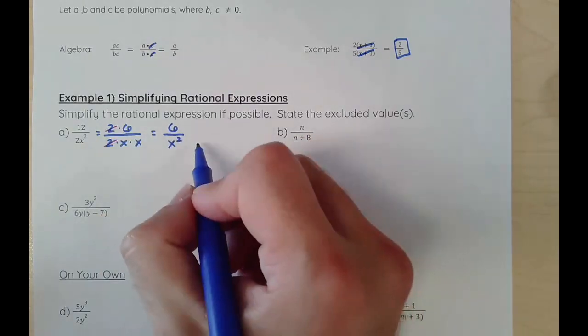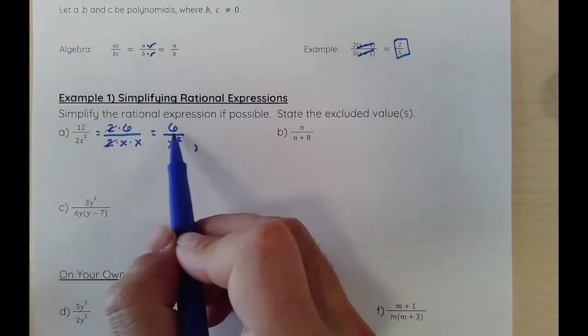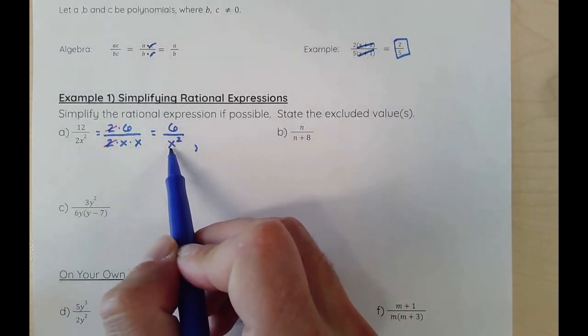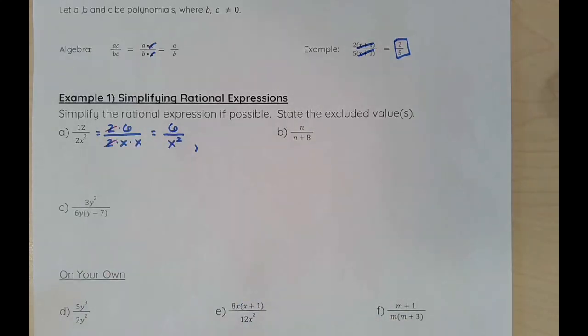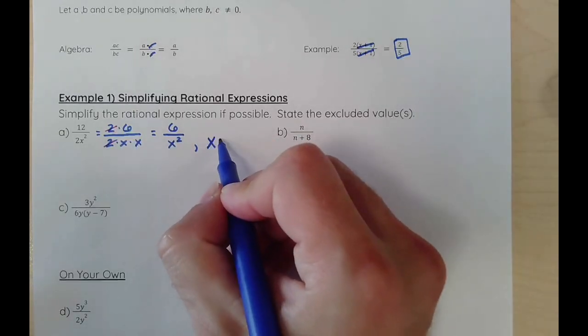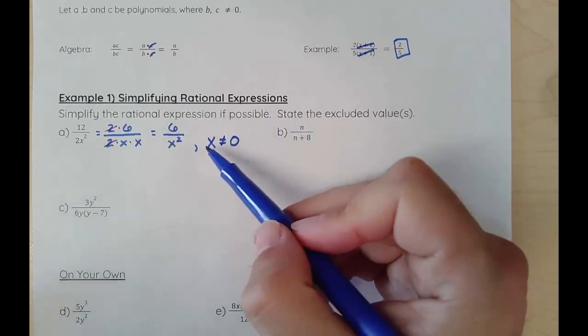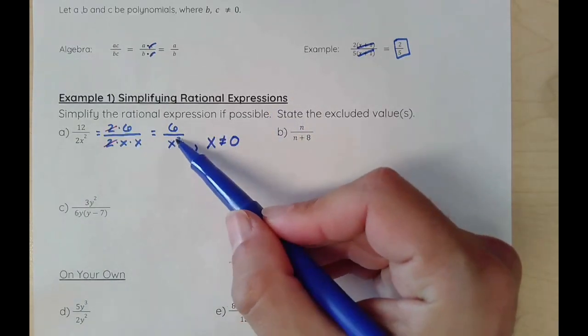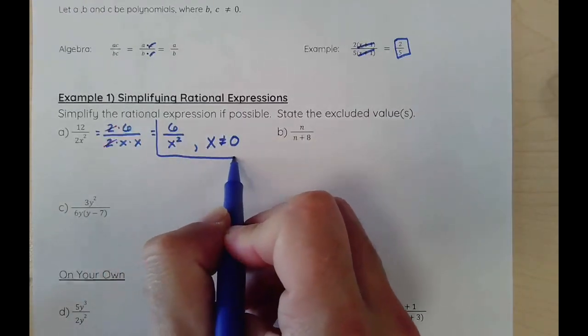Now we talked about excluded values. I'm going to look at this denominator and ask, what value squared would give me a result of 0? Because that denominator can't be equivalent to 0. I come up with x cannot equal 0, because 0 squared would leave me with 0 in the denominator. So this would be my final answer.